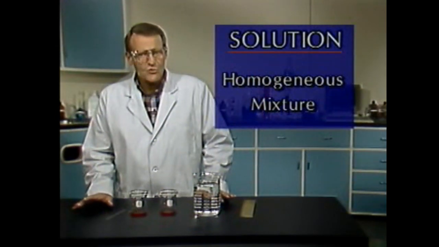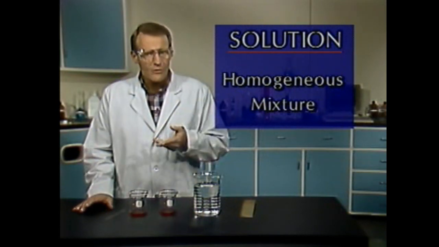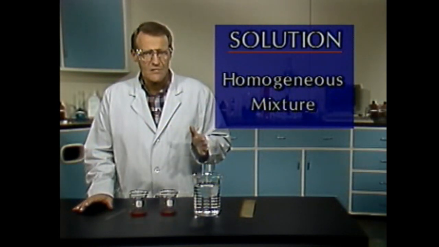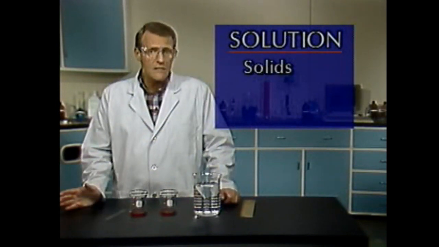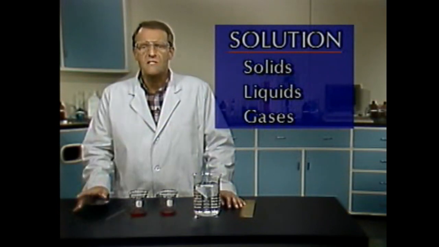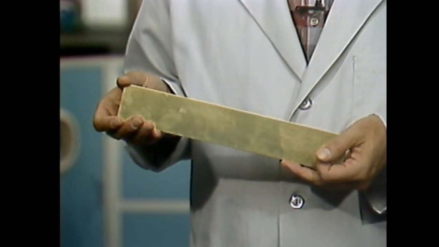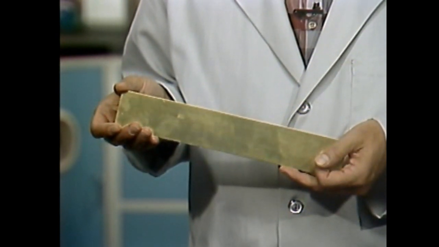A solution is a special type of mixture called a homogeneous mixture. The term homogeneous refers to the fact that the materials in a solution are evenly mixed. A solution can be a mixture of solids, liquids, or gases, or a combination of any of these, as long as the materials involved are evenly mixed. One example of a solid solution is an alloy, which is basically a solution of metals. This piece of yellow brass, for instance, is a solution of 67% copper and 33% zinc.